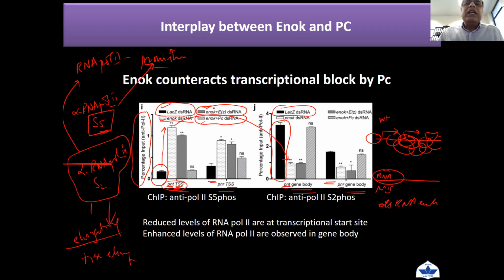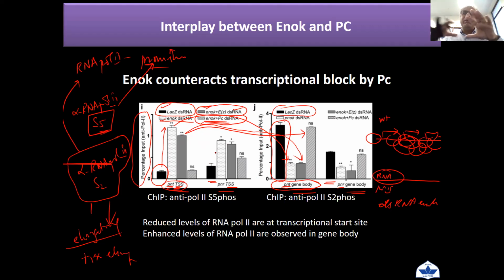If you have Enoch plus EZ, again, due to loss of Enoch, you have more in the promoter region as compared to gene body. However, when you have Enoch and polycomb both gone, now RNA pol 2 is in the gene body as well. Enoch is gone, but polycomb is also gone. So this is just like the classical extra sexcomb phenotype.